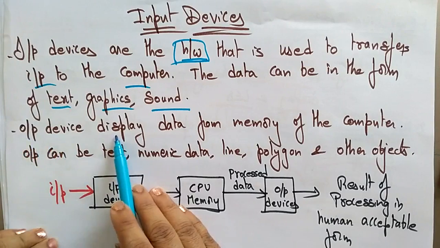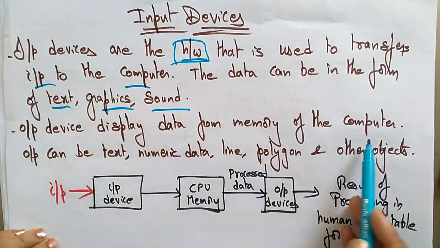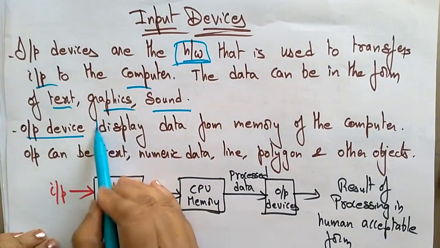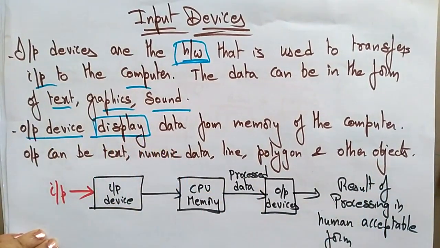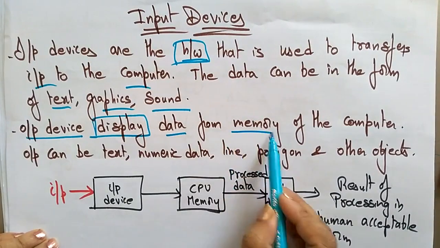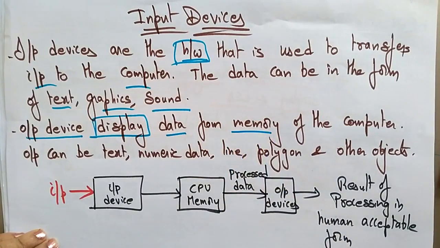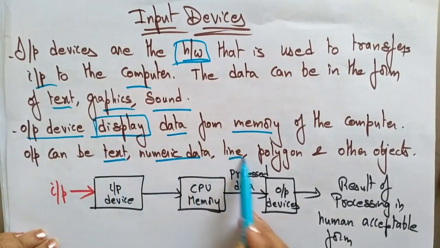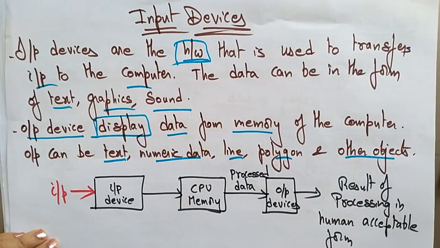And the output devices display data from the memory of the computer. Coming to the output devices, we call it a display. It is going to display the data. From where does it get the data? From the memory in the computer. From the memory it takes the data and displays it on the screen. So whatever you are able to see, that is an output device. The output can be text, numeric data, lines, polygons, and even other objects.